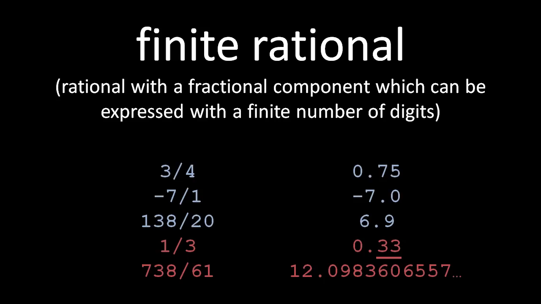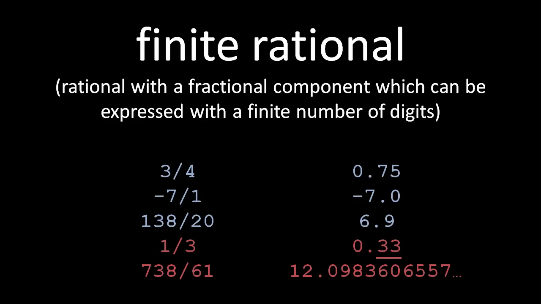Now, it works out that all rational numbers are finite in some number base, even if they're not finite in a particular number base. For instance, 1 over 3. When we express this in radix point notation in decimal, in base 10, it's not finite, but if we express it in base 3, it is finite. In base 3, 1 over 3 is simply 0.1. Conversely, the ratio 3 over 4 is finite in decimal, but in base 3 it is not.